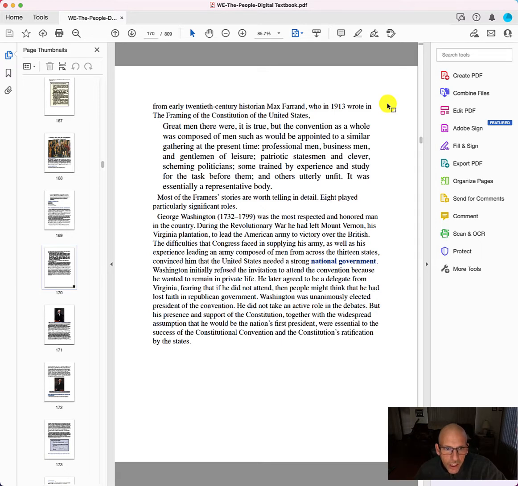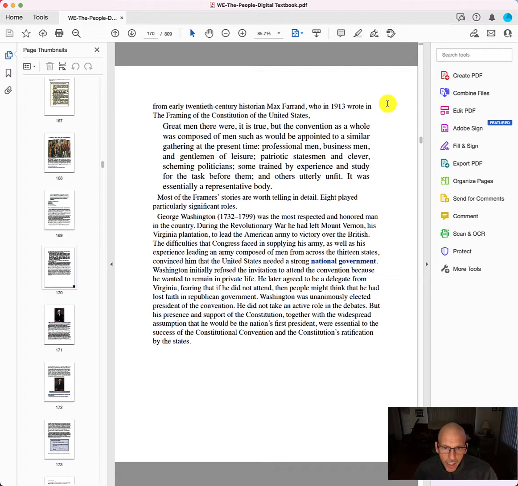Washington initially refused the invitation to attend the convention because he wanted to remain in private life. He later agreed to be a delegate from Virginia, fearing that if he did not attend, then people might think he had lost faith in Republican government. Washington was unanimously elected president of the convention. You might want to check your study guides at this point.